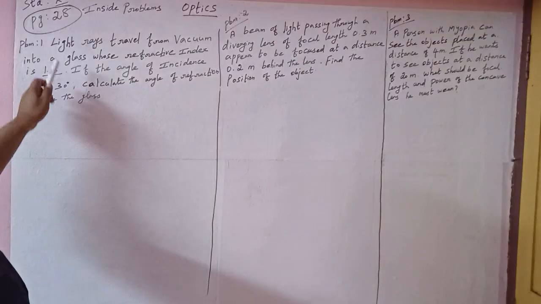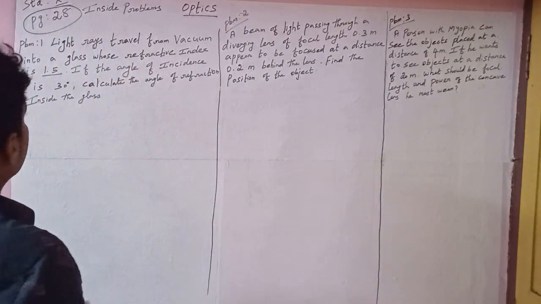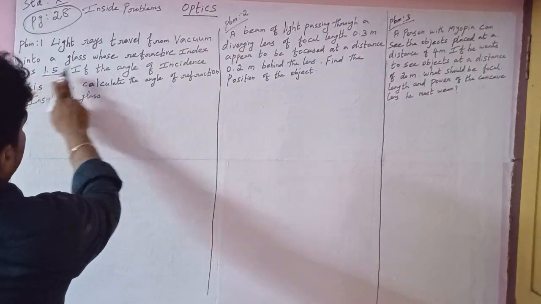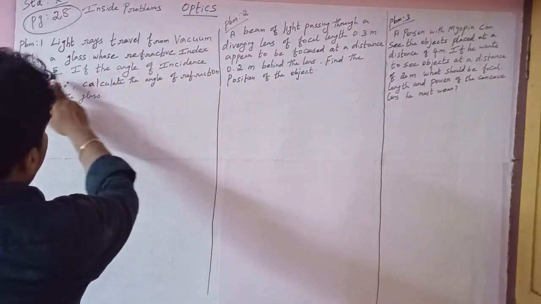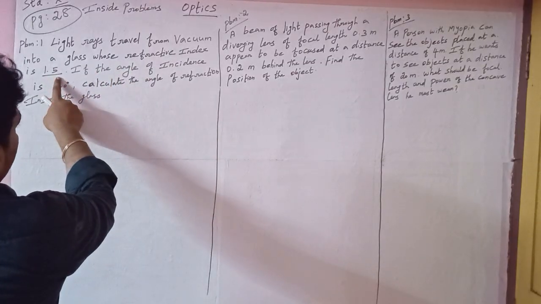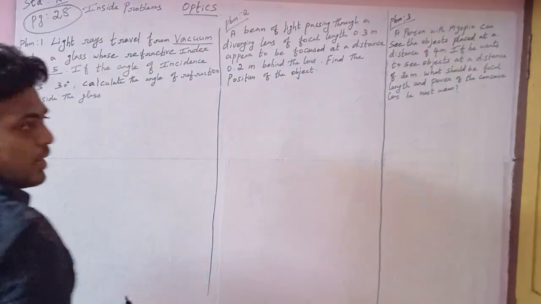You have to read the problem. Light rays travel from vacuum into a glass whose refractive index is 1.5. Okay, what is the refractive index of the glass? They have given us the refractive index value of the glass as 1.5. Similarly, what is vacuum, or empty space?